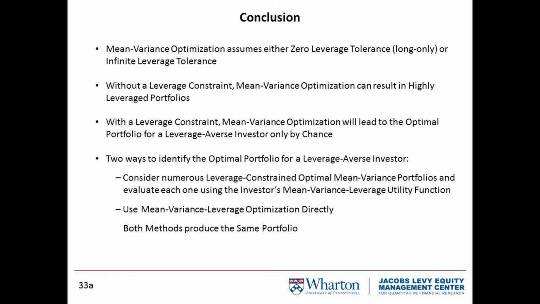So there are 2 ways to identify the optimal portfolio for a leverage-averse investor. The first is to use mean variance to identify numerous portfolios, as we did, lowercase a through g, and evaluate each of them with a mean variance leverage utility function, and we found that lowercase g was optimal. The other method is to use mean variance leverage optimization directly, and we found that capital G was optimal. And it turns out that both methods produce the same portfolio. Not only do little g and capital G have the same enhancement, they have the same holdings. They're, in fact, the same portfolio.